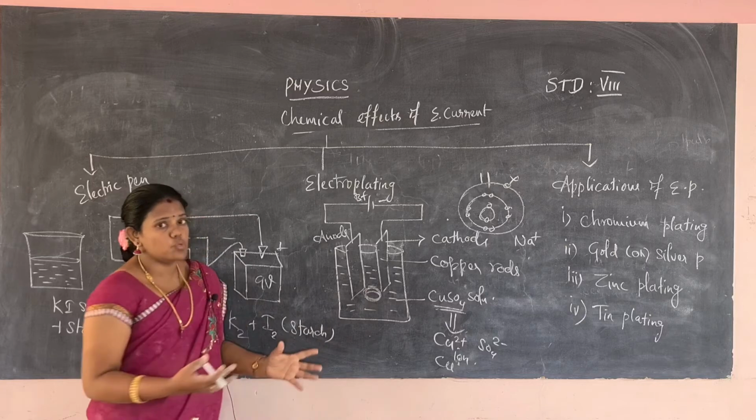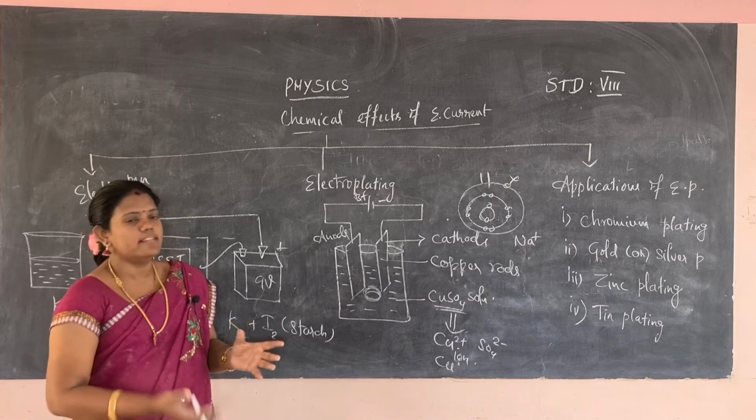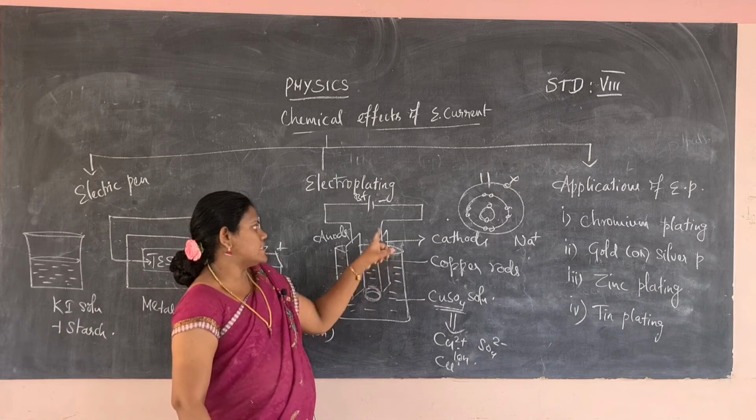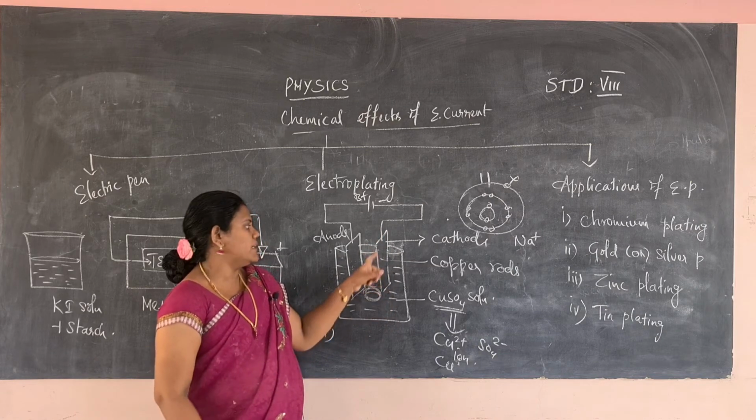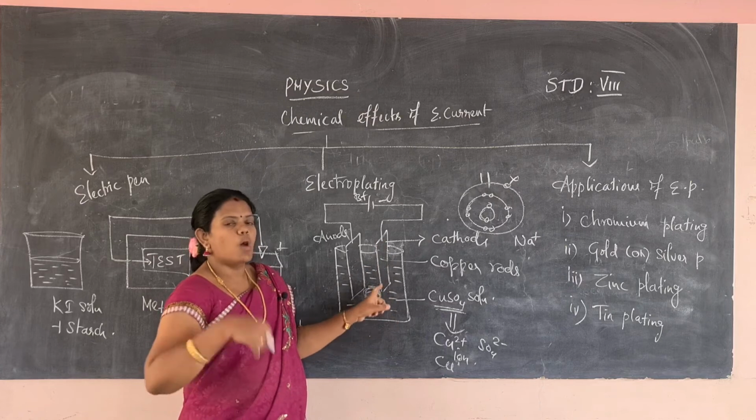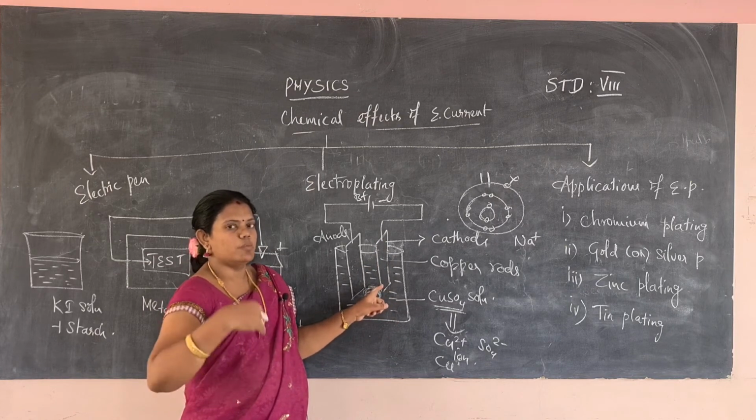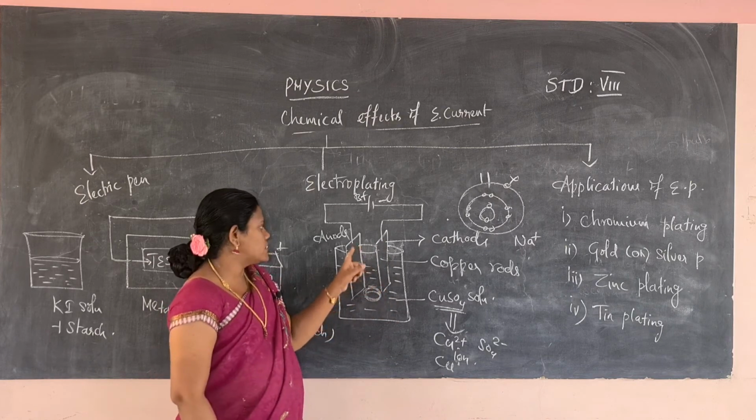So whichever metal you want to plate, that metal will be taken as the cathode. What you want to be coated, that metal you have to take as the cathode. What you want to deposit, what is to be used to coat, that is taken as the anode.